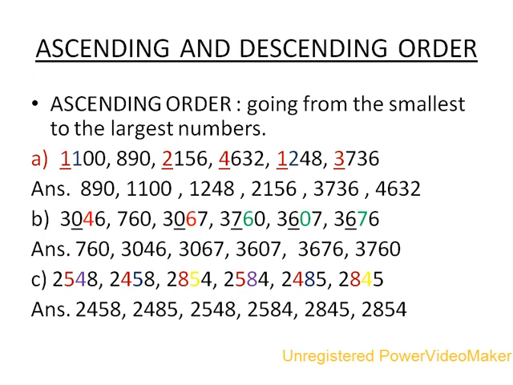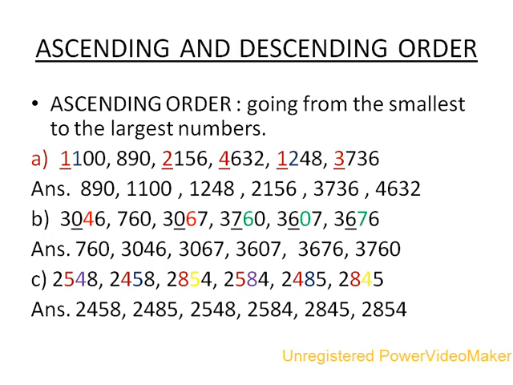Then I will compare all other 4-digit numbers, in which at the 1000 place there is 1, 2, 4, 1 and 3. In this there are two numbers which have 1 at the 1000 place. So I will compare them by the numbers at their hundreds place. So 1100 will come next, and 1248 after that. Then 2156, then 3736, then 4632. 4632 is the largest among the group.